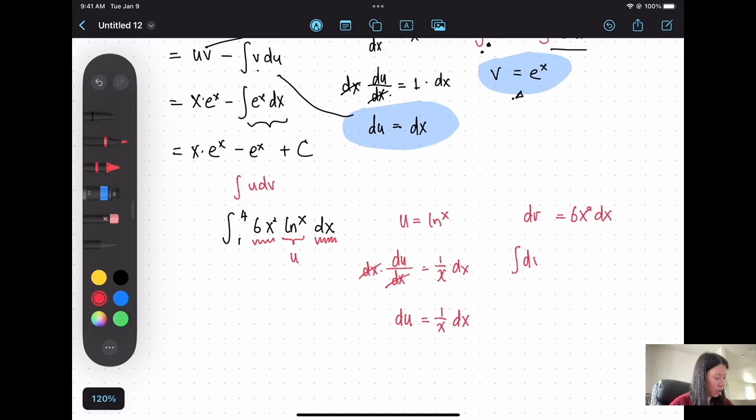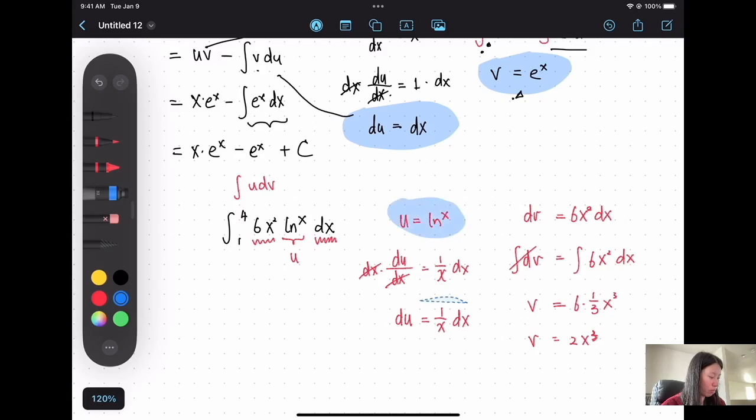I have dv, integrating x squared dx, and then the antiderivative and derivative cancel. So I have v equals to whatever that integration is. So this one should equal 6 times 1/3 x cubed. Okay, so when I simplify, I should get 2x cubed. Okay, so now we have u, du, dv, and v. These are the things that we are looking for.